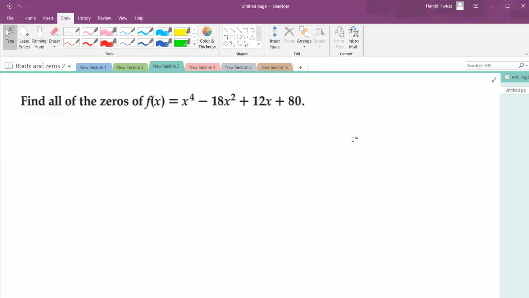And open Desmos, guys, if you have your phone. So turn on your Desmos.